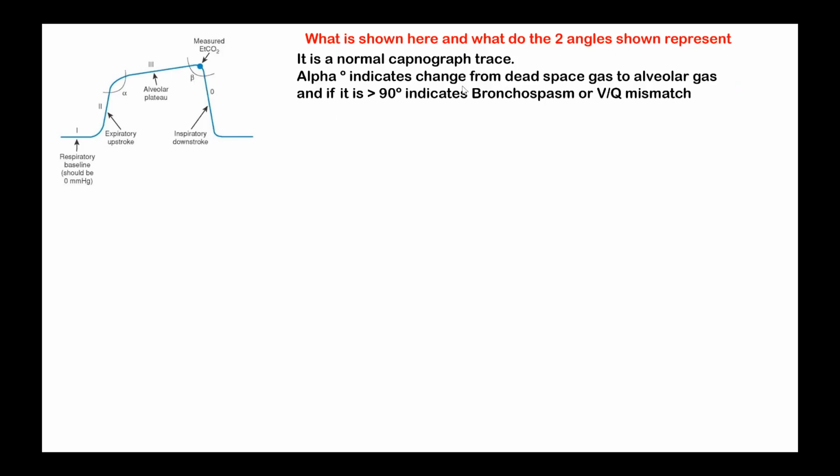Sir, the alpha angle indicates the change from dead space gas to alveolar gas, and if it is more than 90 degrees, it indicates airway obstruction, bronchospasm or VQ mismatch. So any increase of the alpha angle to more than 90 degrees indicates bronchospasm or VQ mismatch. And if the beta angle is more than 90, it indicates rebreathing. Yes, sir. Beta angle indicates rebreathing, and if it is more than 90, it denotes rebreathing or mechanical obstruction. These are the two reasons for that.